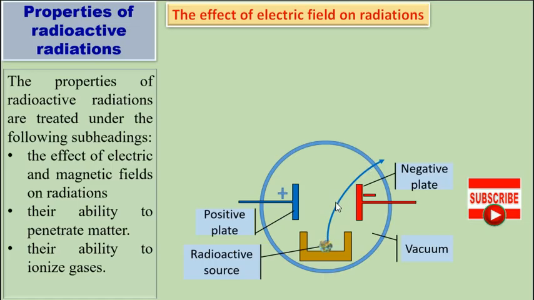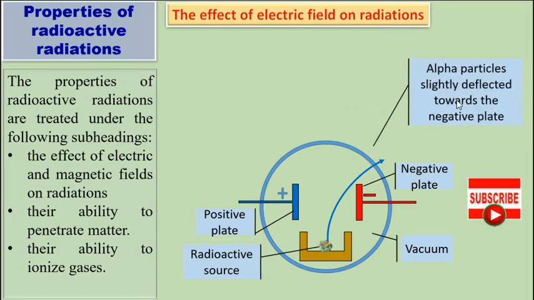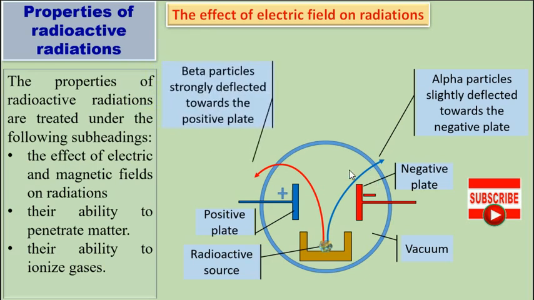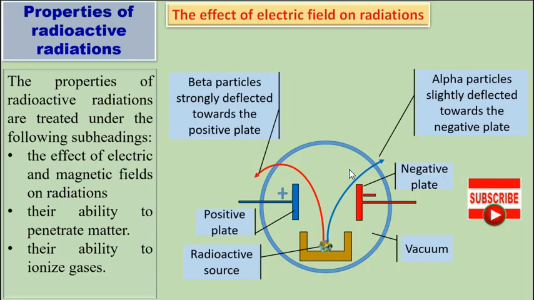Now let's look at the other one. Then look at the red one. What do you notice? The deflection is more pronounced than the first one. It's a very strong deflection towards the positive plate, meaning that this particular radiation should have an opposite charge to the positive plate, and then it should be a negatively charged particle. So now, the strong deflection means it's a very light particle.